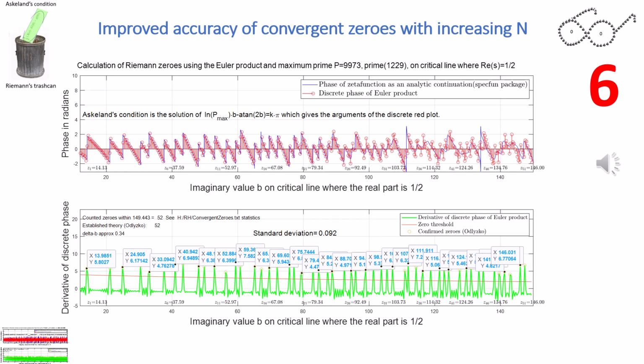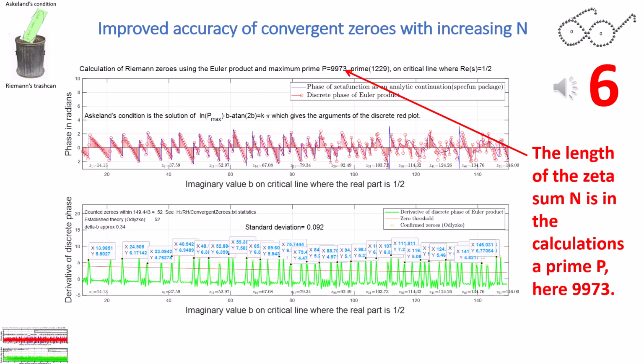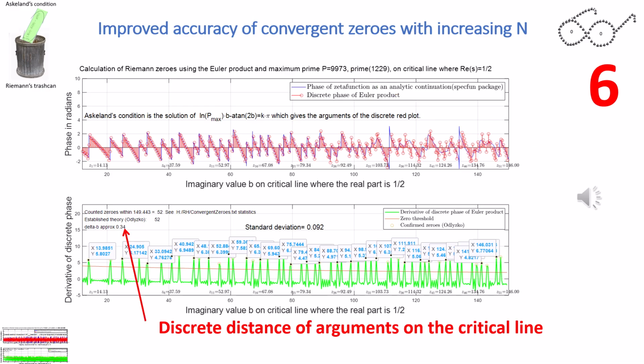In video number 5, I show that I simply can take the derivative to find Riemann's zeros. Then Riemann's zeros occur as green spikes in the lower plot. In the calculations I use a prime p as the length of the zeta sum formula. This is the discrete distance between the arguments on the critical line.